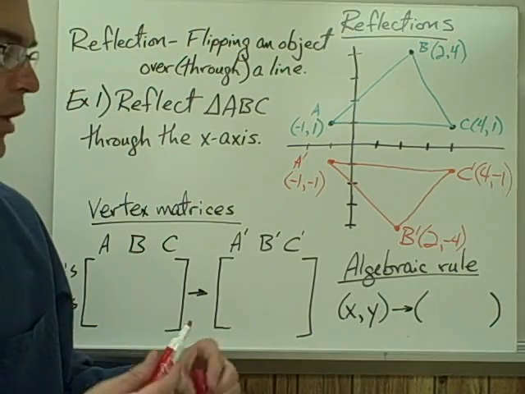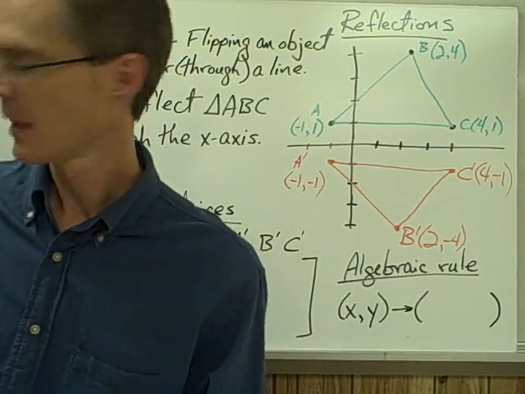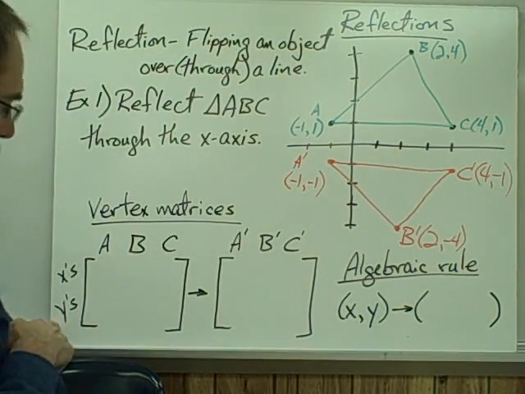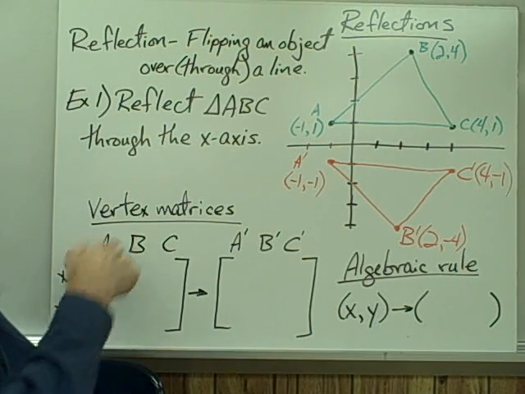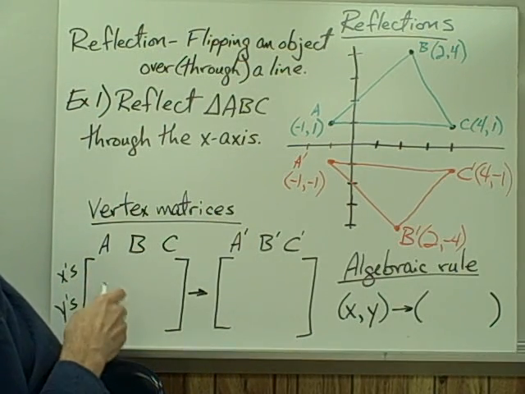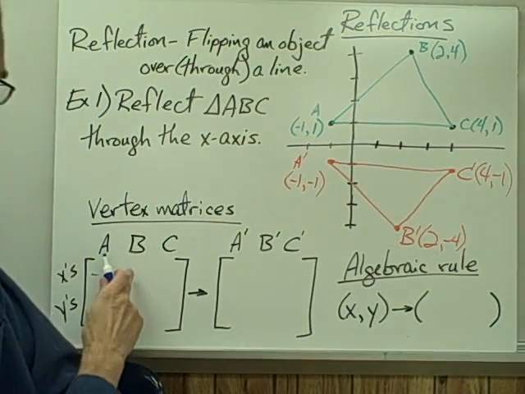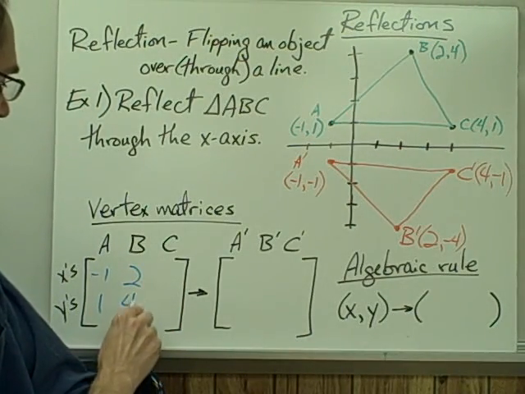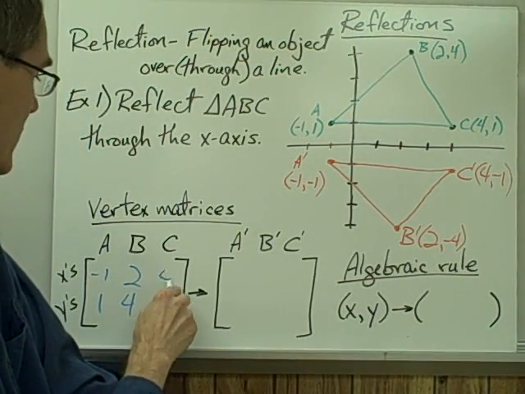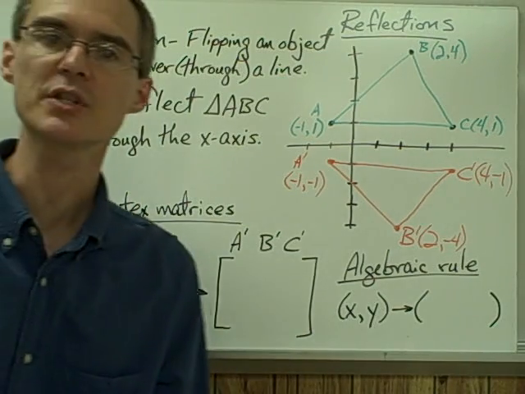Now, let's look at what the vertex matrices are going to be for these 2 triangles. If you remember, when we're writing our vertex matrices, we always put the x's on top and the y's on the bottom. And then we have the coordinates for A, B, and C in our columns here. So the coordinates for point A, x coordinate is -1, y is 1. Coordinates for B, x coordinate is 2, y coordinate is 4. And the coordinates for C, the x coordinate is 4, and the y coordinate is 1. So that's my vertex matrix for my given image.